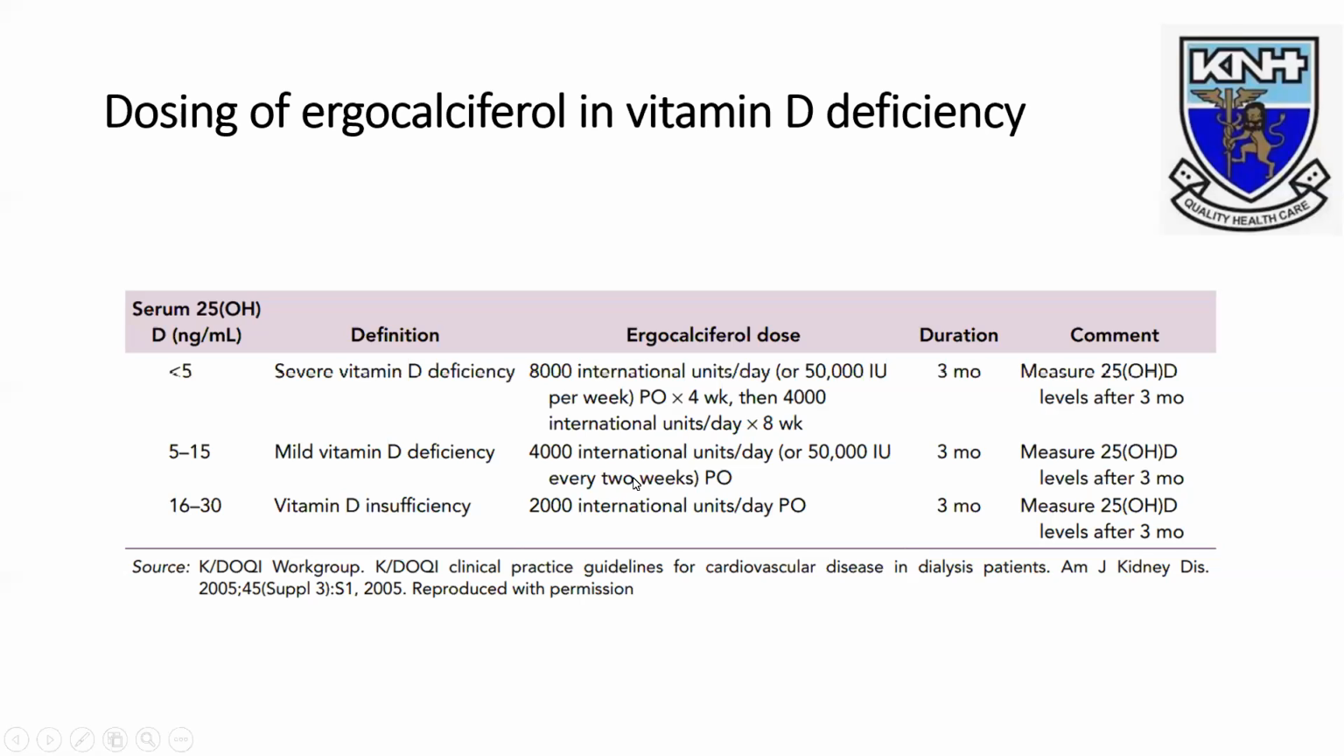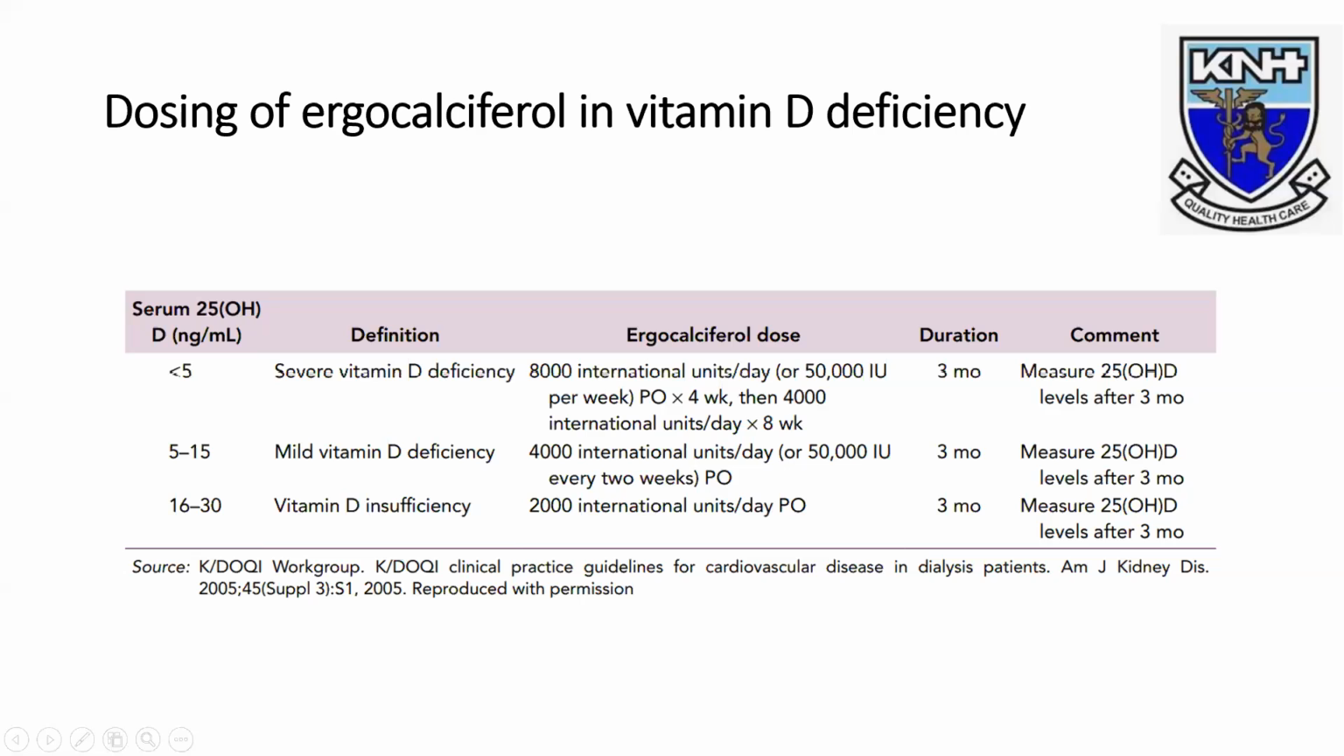For mild vitamin D deficiency, between 12 and 15 nanograms per mL, you give 4,000 international units per day, or 50,000 international units every 2 weeks, for a duration of 3 months. For the one who has mild vitamin D deficiency, 16 to 30, you give 2,000 international units per day, orally, for a duration of 3 months.